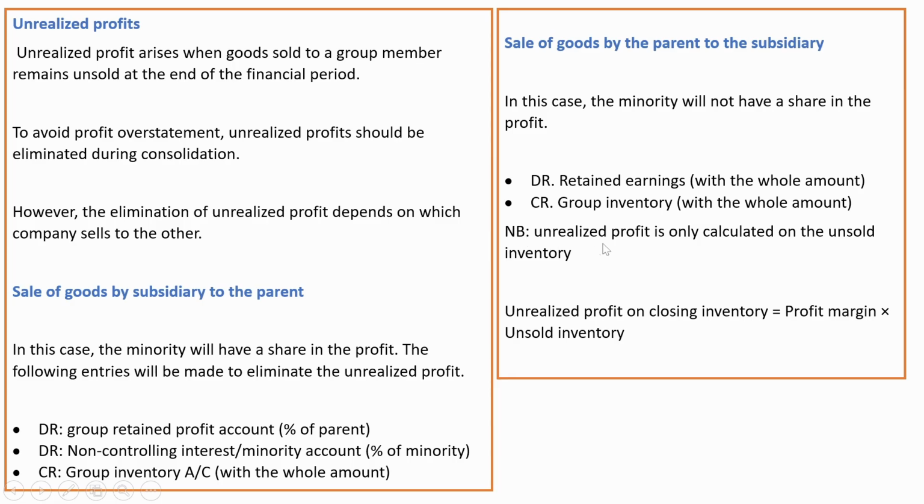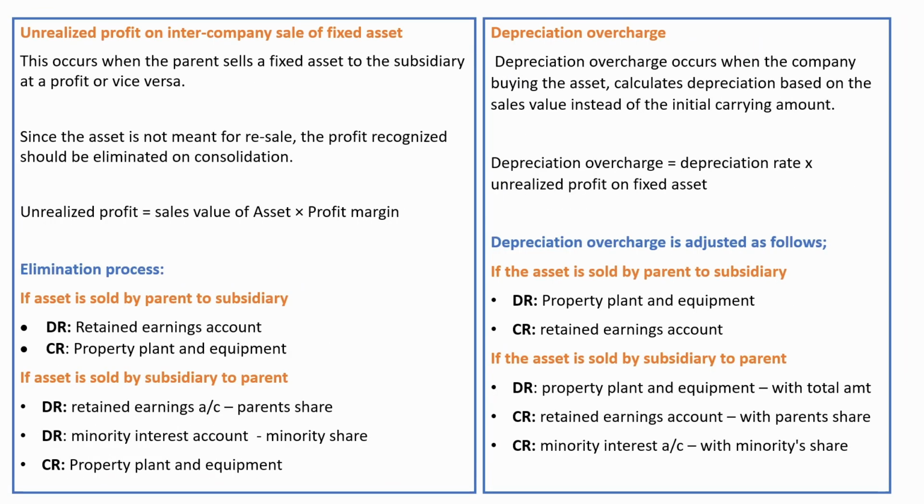Everything is taken by the parent. So NB, unrealized profit is only calculated on the unsold inventory. Here is the formula. Unrealized profit on closing inventory equals profit margin, which you will be given, for example, 20% profit margin, multiplied by unsold inventory. If half of the goods were unsold, those are the goods you are going to take and multiply by the profit margin to get unrealized profit.